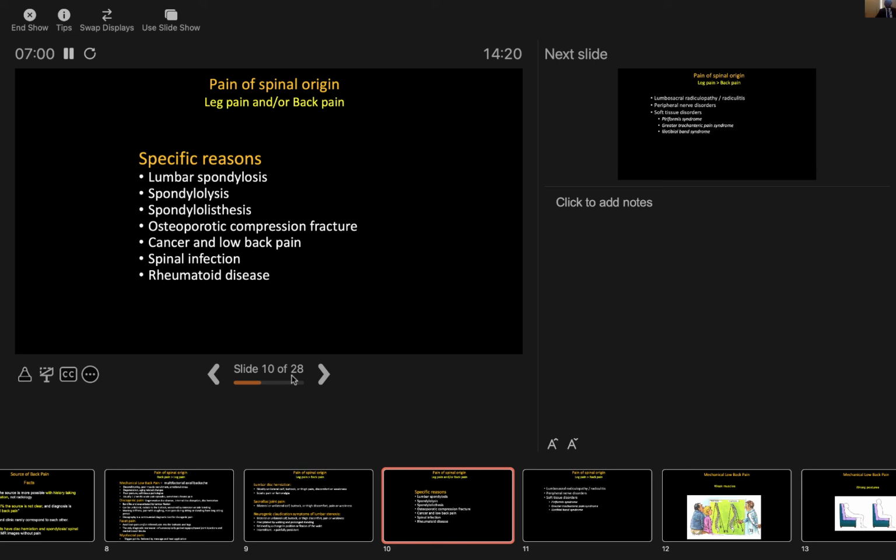There are some specific reasons. It is very easy when you see that kind of findings on X-rays, MRIs. You can easily identify the reason of the pain. These are spondylolisthesis, osteoporotic compression fracture, of course cancer and low back pain, spinal infection and rheumatoid disease.